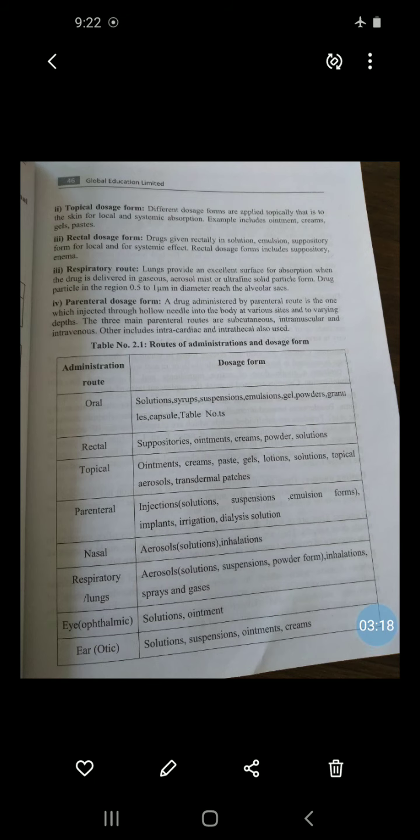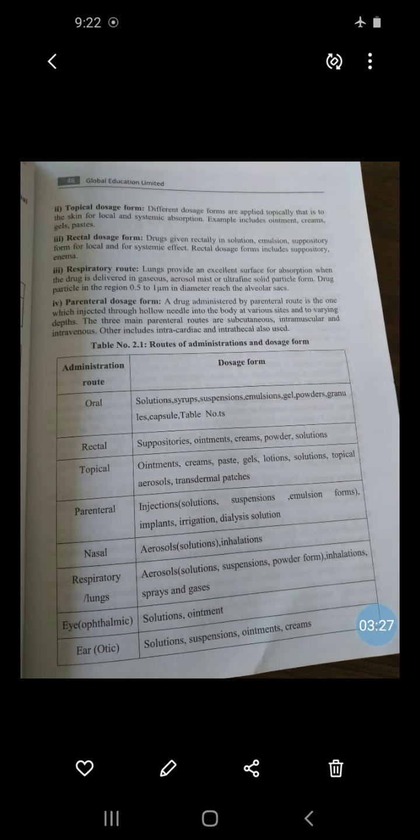Next, topical dosage form. These are dosage forms applied topically on the skin for local as well as systemic effect or absorption. Examples of topical dosage forms include ointment, creams, gels, and paste.